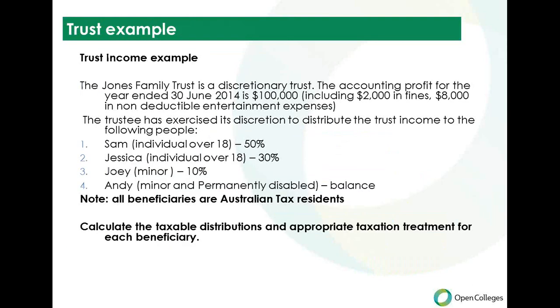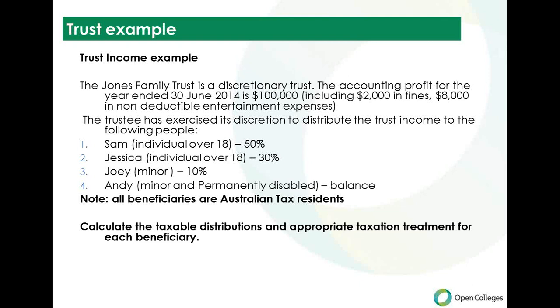So let's take a little example to highlight trust income issues. We've got the Jones Family Trust. They are a discretionary trust. The accounting profit for the year ended 30 June 2014 is $100,000, again including $2,000 in fines and $8,000 in non-deductible entertainment expenses. The trustee has exercised its discretion to distribute the income to the following people.